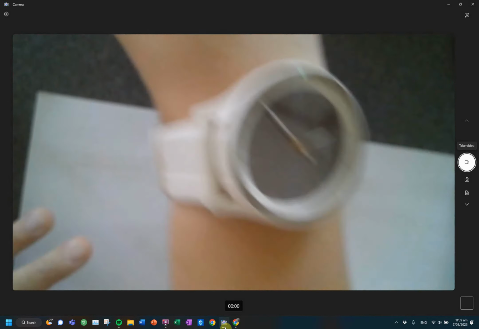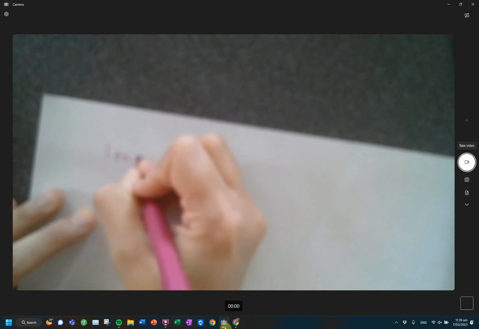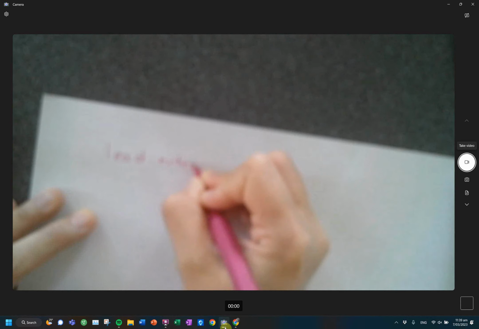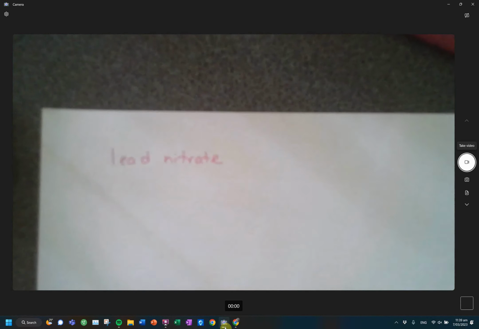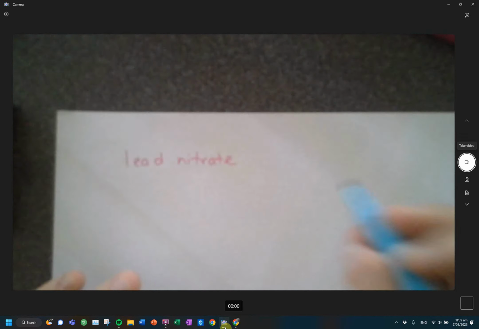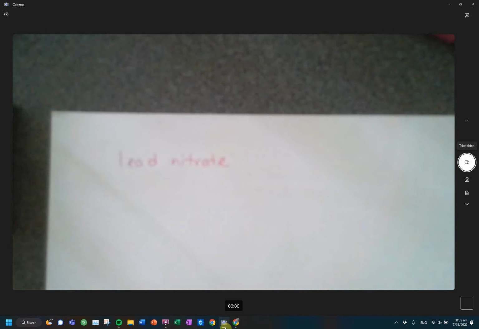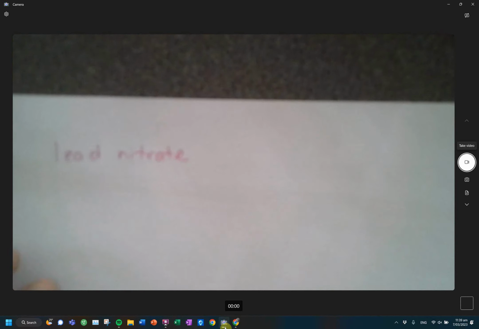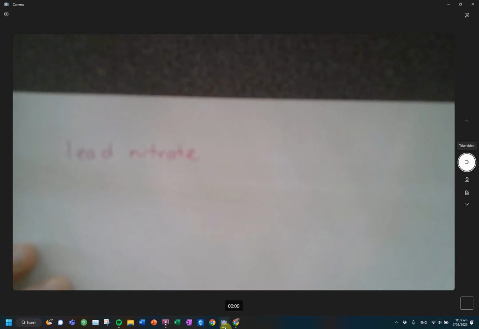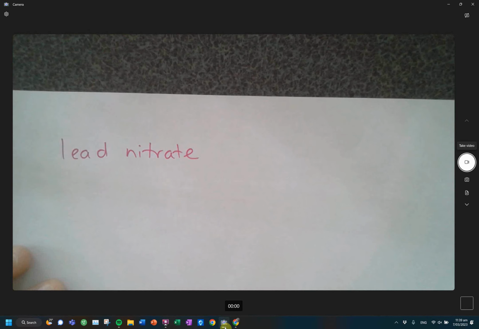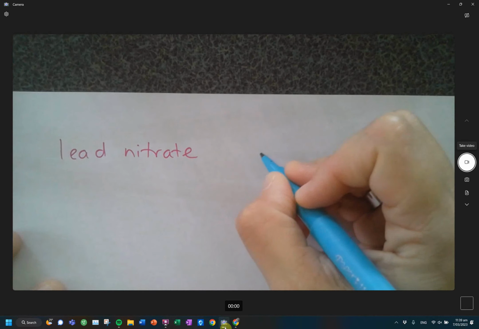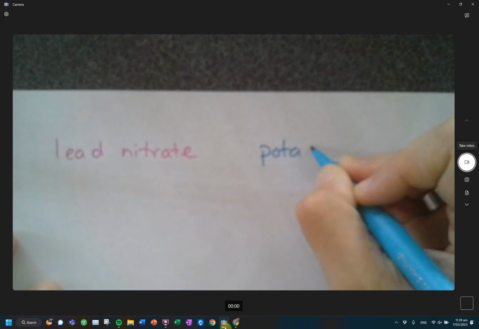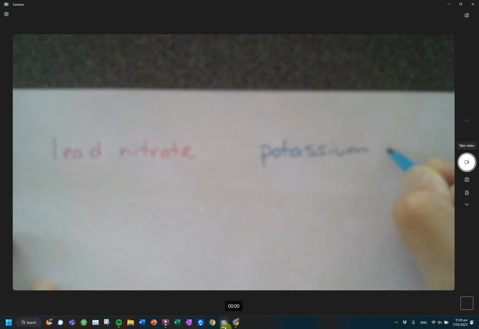All right, so the first thing I had was lead nitrate as one of my reactants. The second thing I had was potassium iodide.